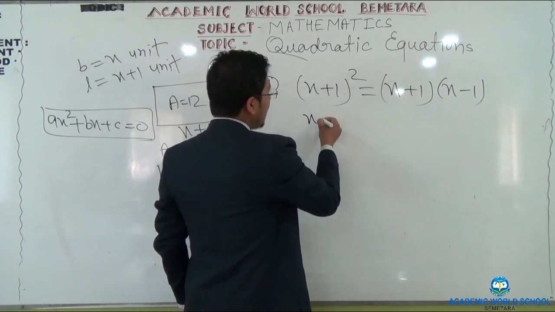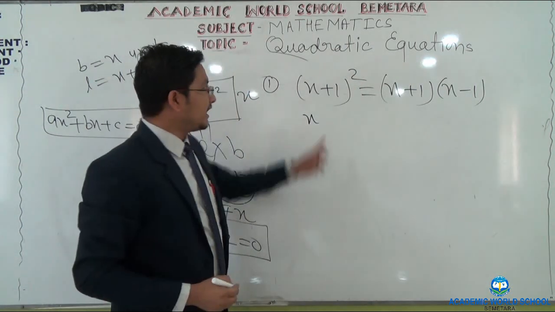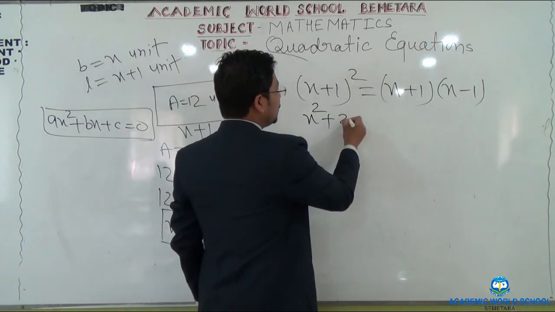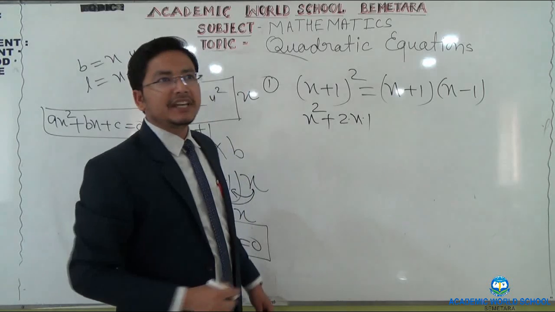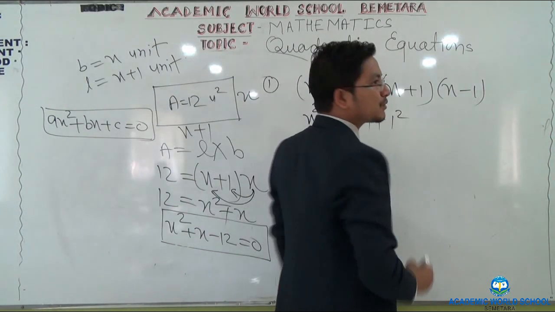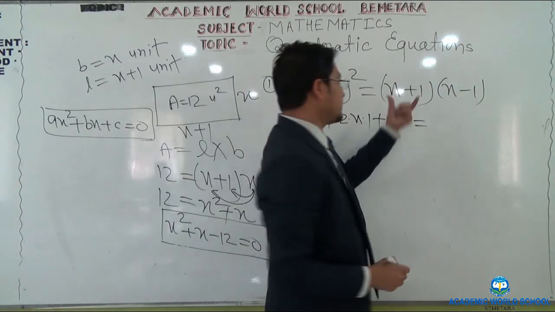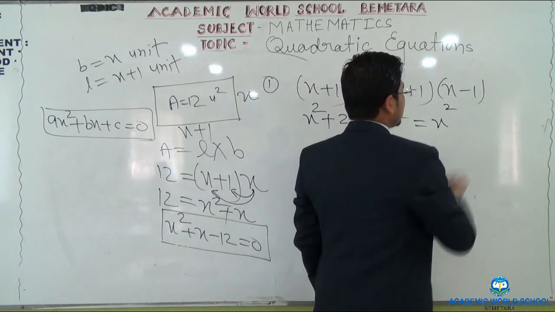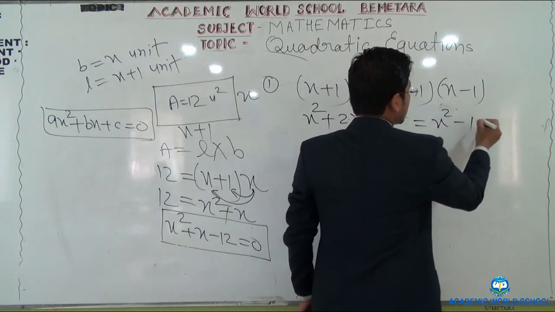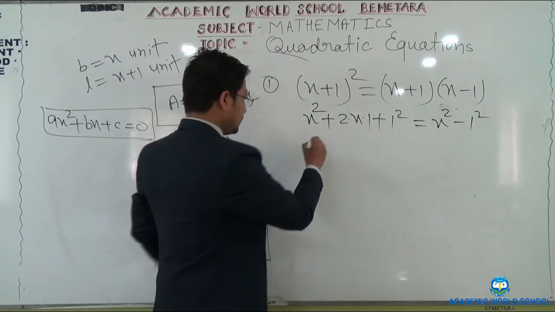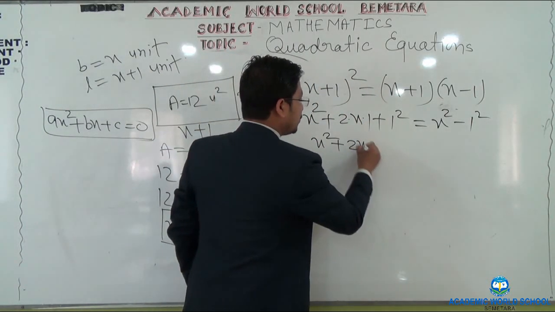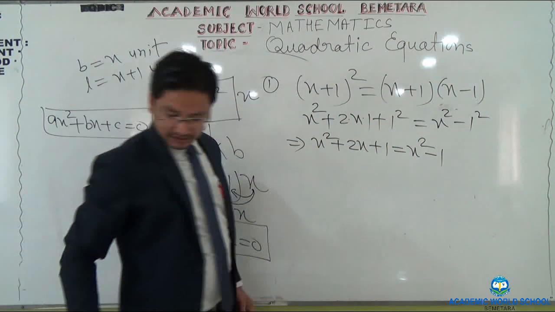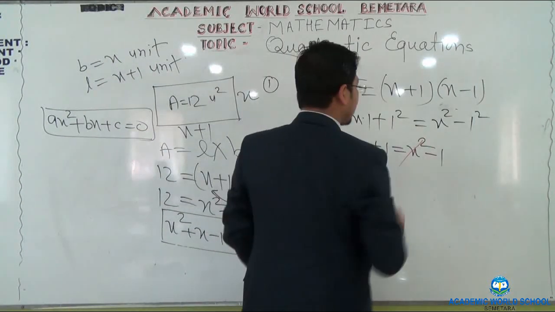I am going to expand this with the help of the formula a plus b whole square. It will be a square, meaning x square, plus 2ab, then plus b square, meaning 1 square. Then a plus b into a minus b is a square minus b square. So now x square plus 2x plus 1 is equal to x square minus 1. This x square will cancel with x square.